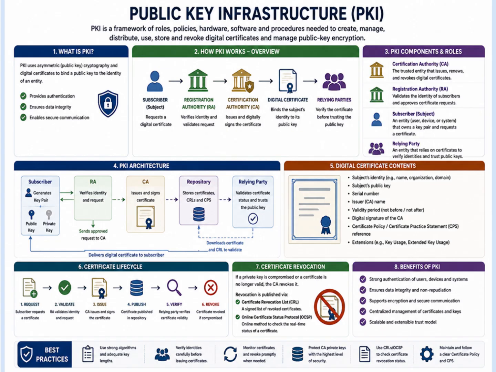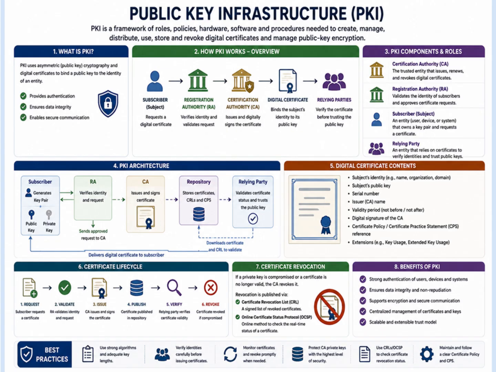The process typically begins with a subscriber, which could be a user, device, application, or system requesting a digital certificate. That request is verified by the registration authority, often called the RA, which validates the identity of the requester before approving the certificate request. The approved request is then sent to the certification authority, or CA.